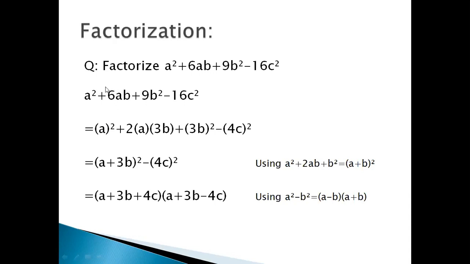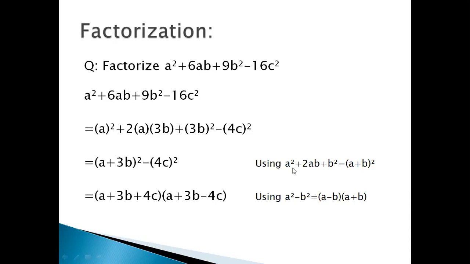Now we will break our middle term in the format of 2ab. So 2, and in the first bracket we have to write the first perfect square a, in the second bracket we have to write the second perfect square 3b. Now we will match the terms. Square of a is a square, 2 into a into 3b is 6ab, and square of 3b is 9b square. Then we have minus sign, we'll write minus sign, and 16c square is the perfect square of 4c.